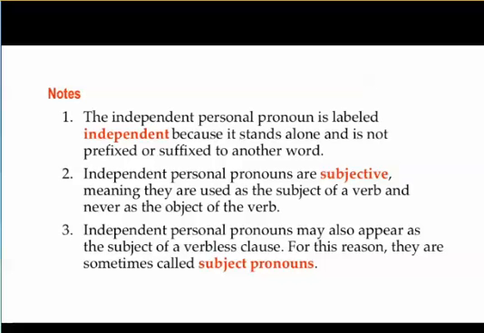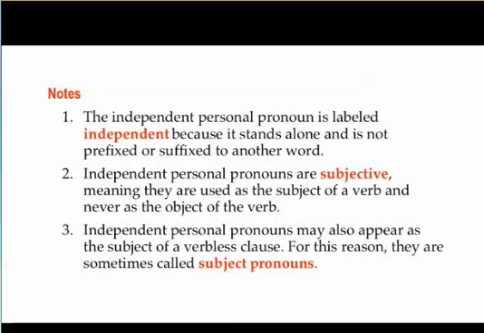Number one is something we've already covered, but it's important to reinforce. The independent personal pronoun is labeled independent because it stands alone. It is not prefixed or suffixed to another word. That's why they're independent. Number two, independent personal pronouns are subjective. Subjective, meaning they are used as the subject of a verb and never as the object of a verb.